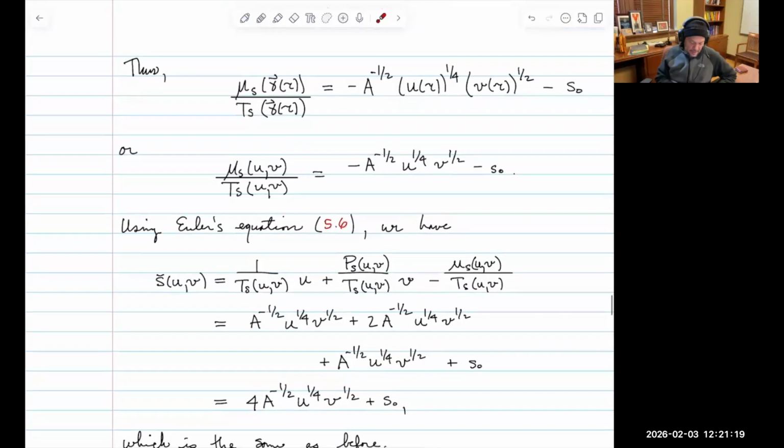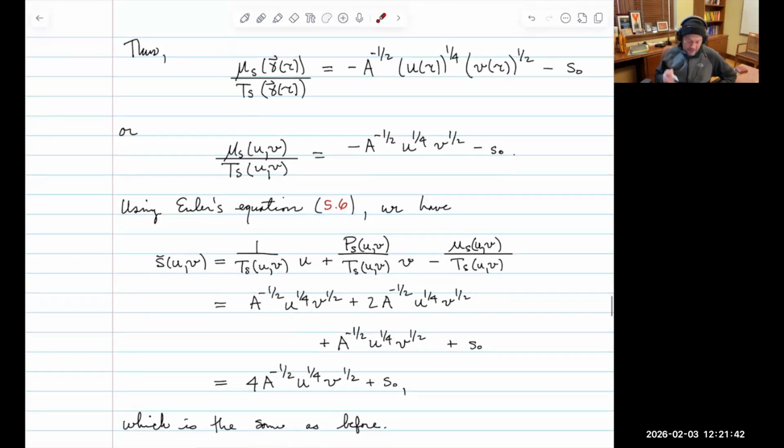Don't know what that is yet, but that's fine. What I'm going to do is use Euler equation 5.6. Now that tells me that entropy is equal to this expression times u, this expression times v, and this expression. There's no n over here because remember I'm dividing n over n and that just gives 1. I have expressions for all of these three things. Just plug them in. So notice that the routes by getting the fundamental relation are different.